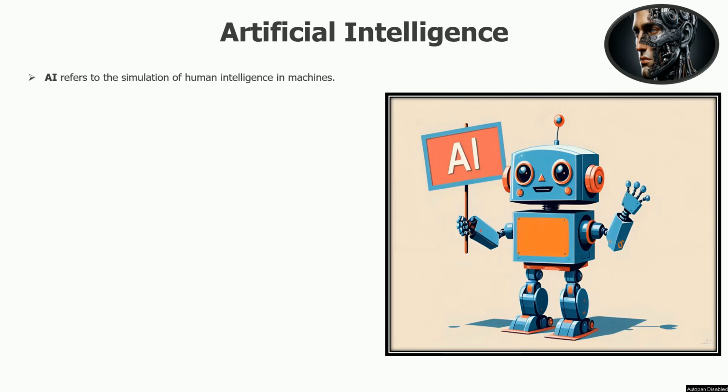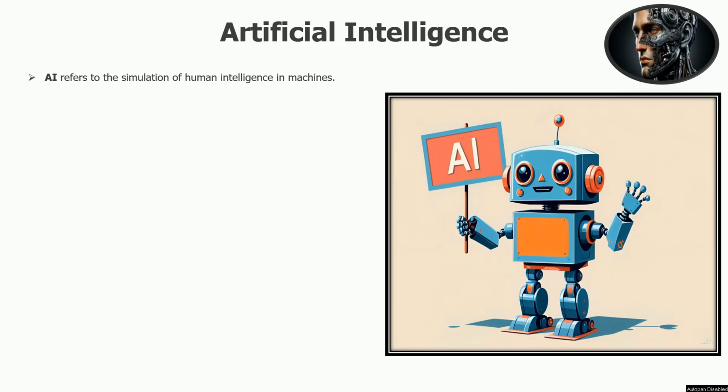So let's start. AI refers to the simulation of human intelligence in machines. Artificial intelligence means creating machines and software that can think and learn like humans. It's like teaching a computer to understand and solve problems, make decisions, and even recognize patterns just as people do.